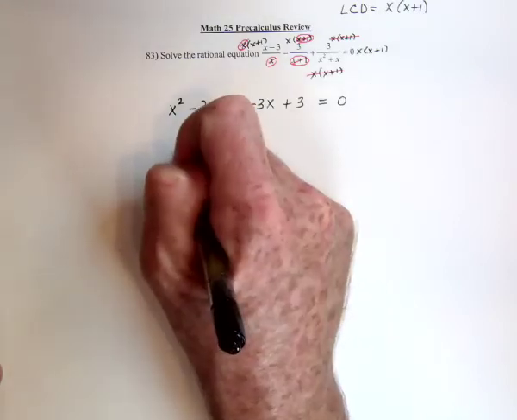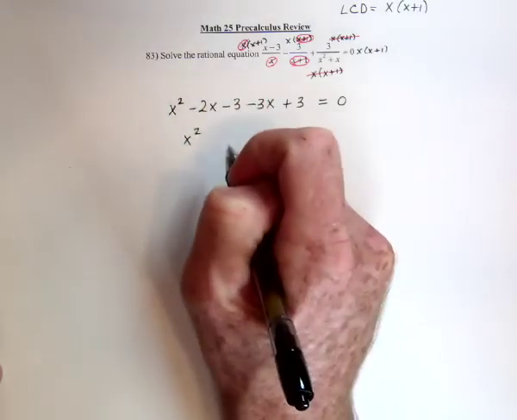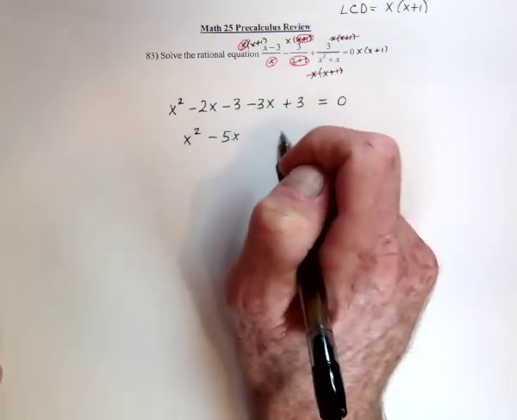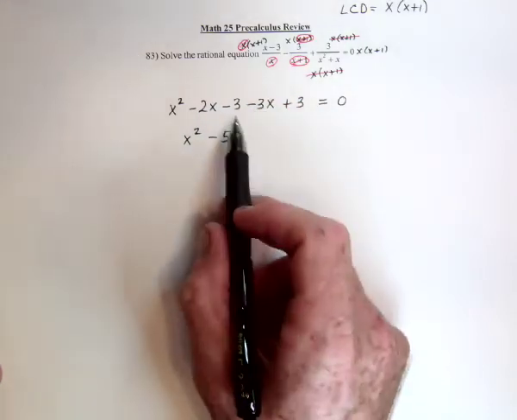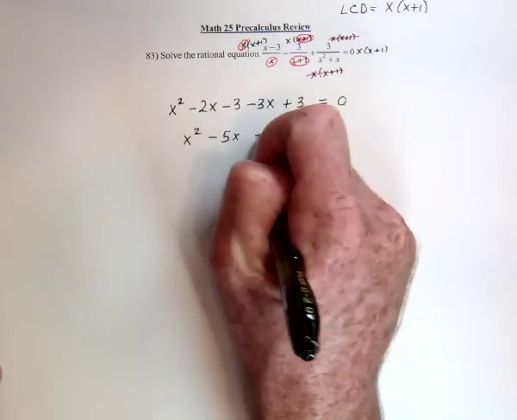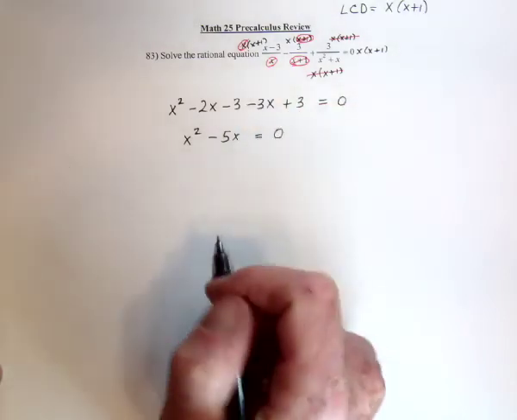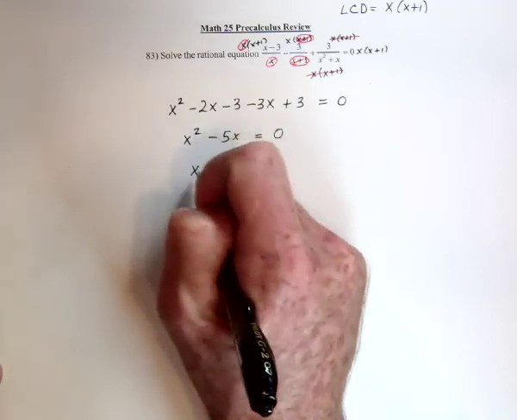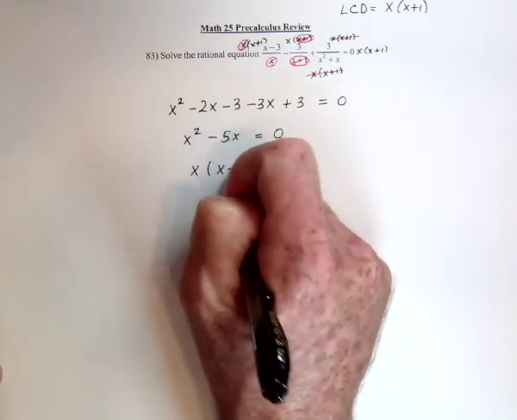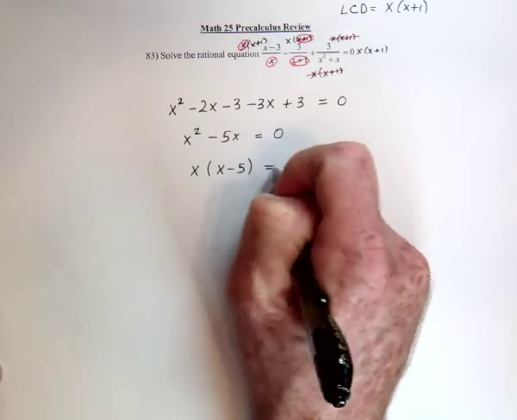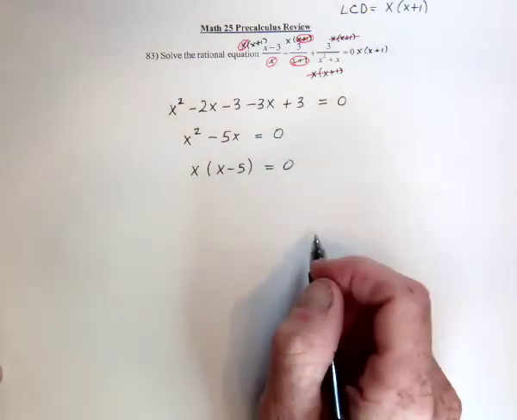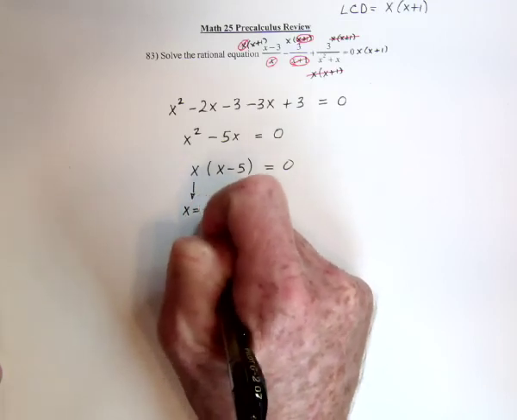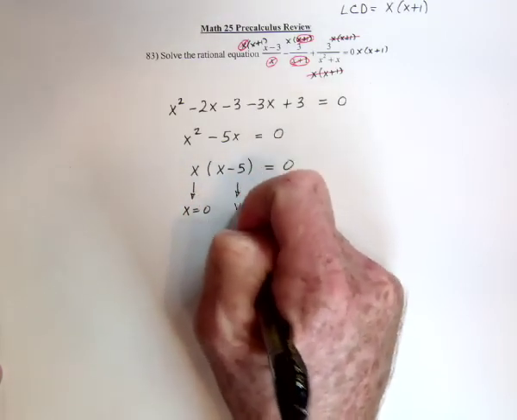Combining like terms, we've got x squared. For the x's, there's minus 5x. And then, well, that's it, because the positive 3 and negative 3 will cancel. So we can now factor out an x. It leaves x times x minus 5 equals 0. And so this will give us the answer, perhaps x equals 0, perhaps x equals 5.